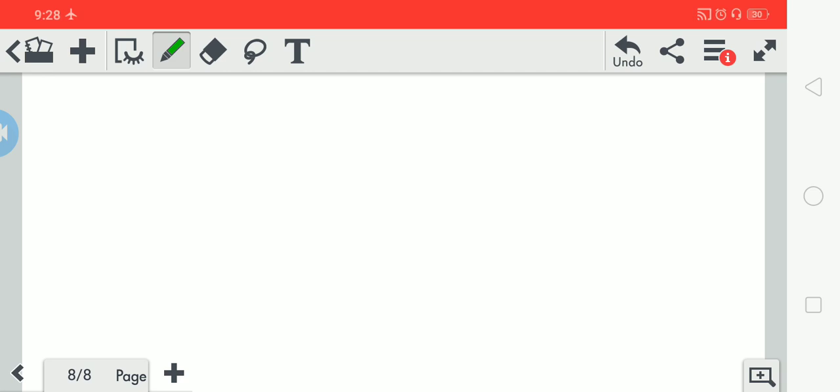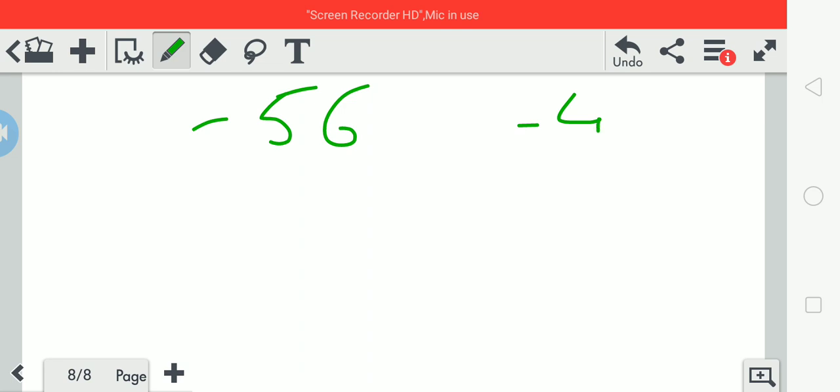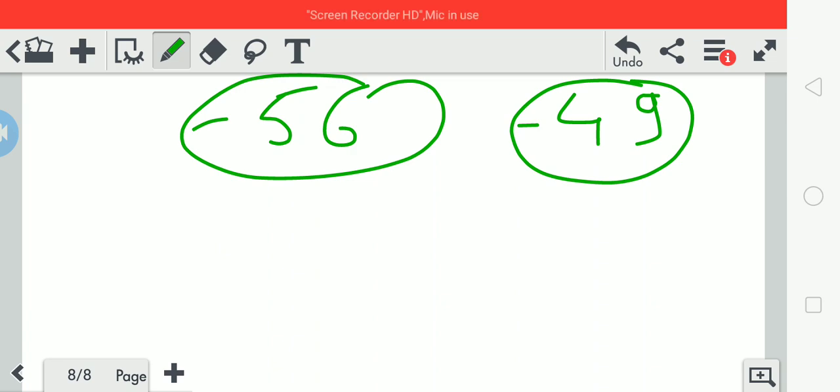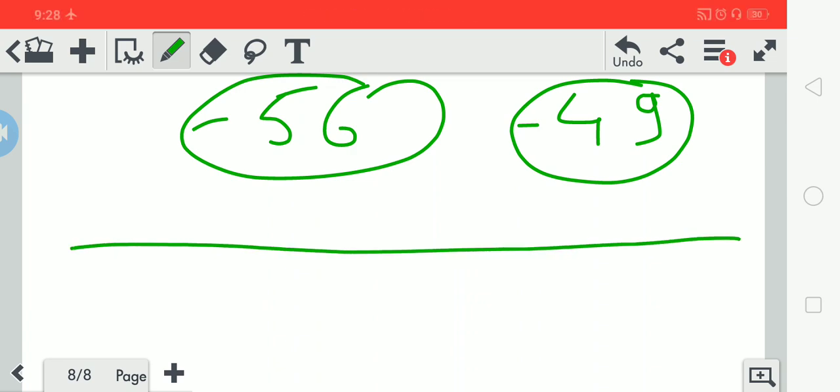Now let's move to the next example. I want to check how many numbers will come in between -56 and -49. In this case both numbers are negative, right. So I will draw a small number line that will not start from 0, because if you draw it from 0 it will be a little bit lengthy. So for convenience you can draw it from -48.